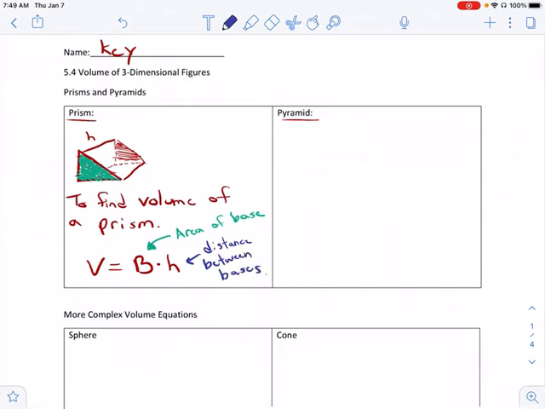There was a lot of success and comfortability finding area. The only difference here is that there's going to be some identifying of what the base of this particular prism is. But the only difference really is that we're going to be multiplying it by the height in order to figure out the actual complete volume.